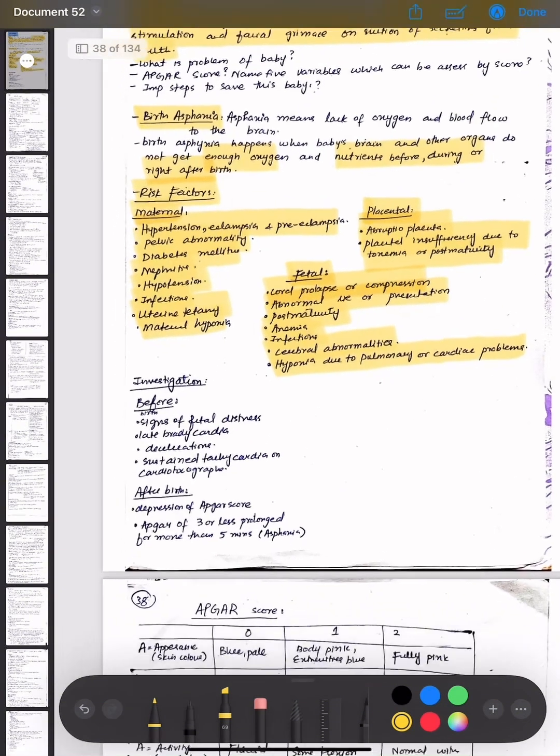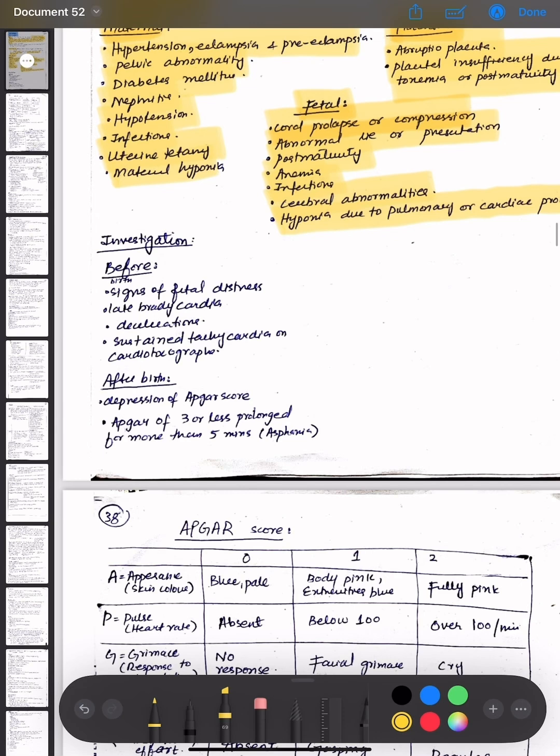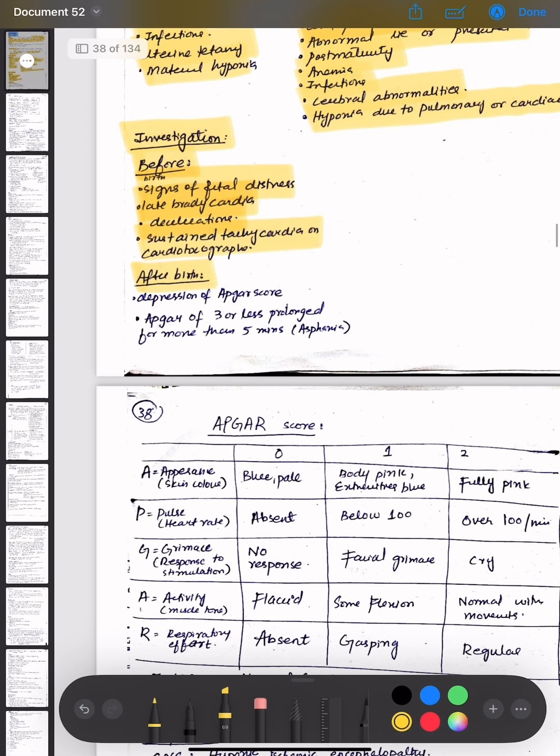Now, the investigation options for birth asphyxia are before and after birth. Before birth, we will check for the signs of fetal distress, for late bradycardia, for decelerations, and for sustained tachycardia on cardiotocograph. After birth, we will look for the depression in Apgar score, and Apgar of 3 or less prolonged for more than 5 minutes gives the diagnosis of asphyxia.